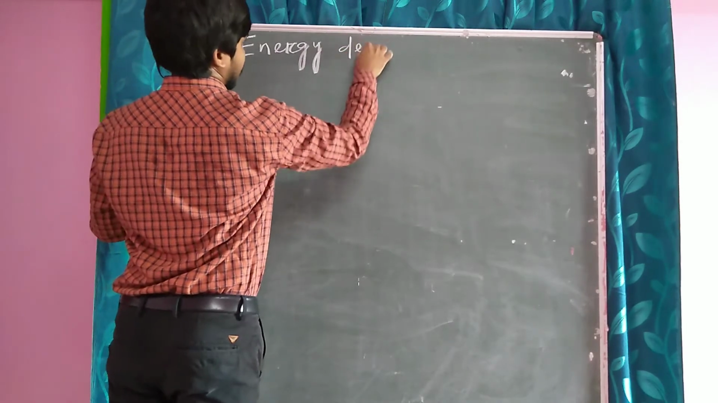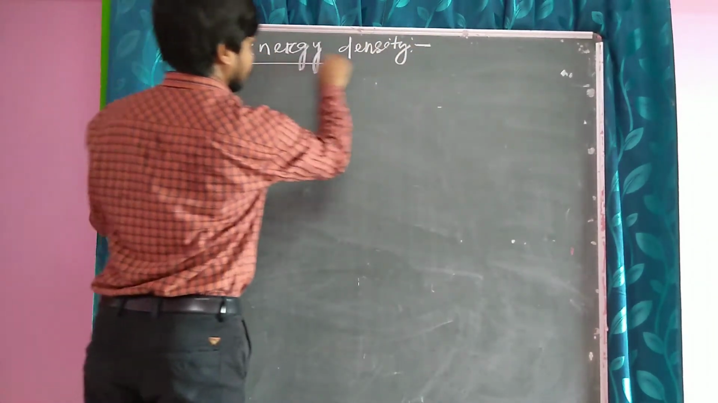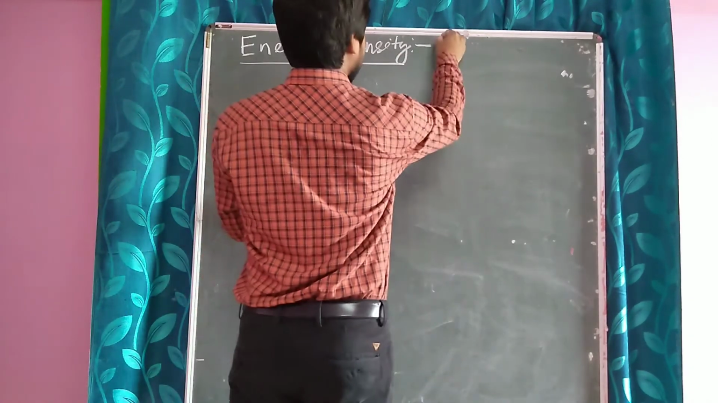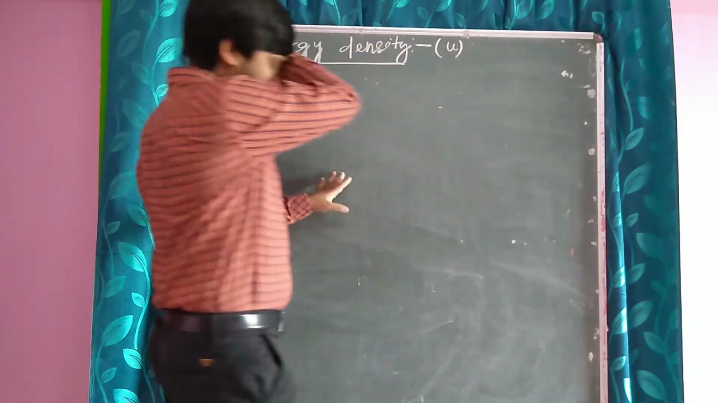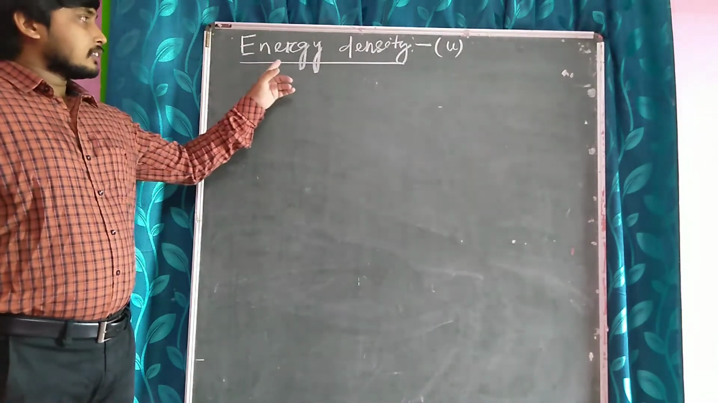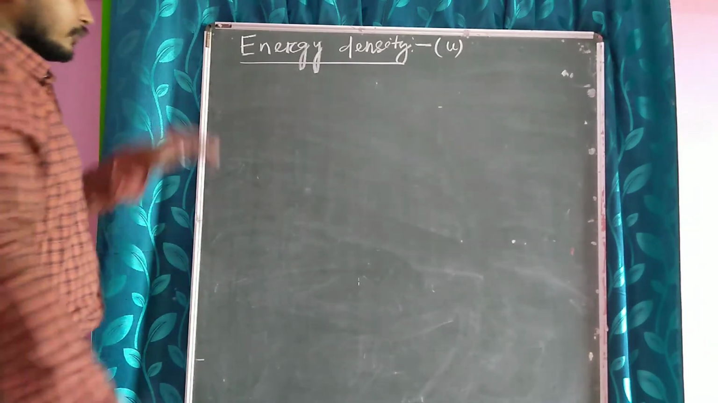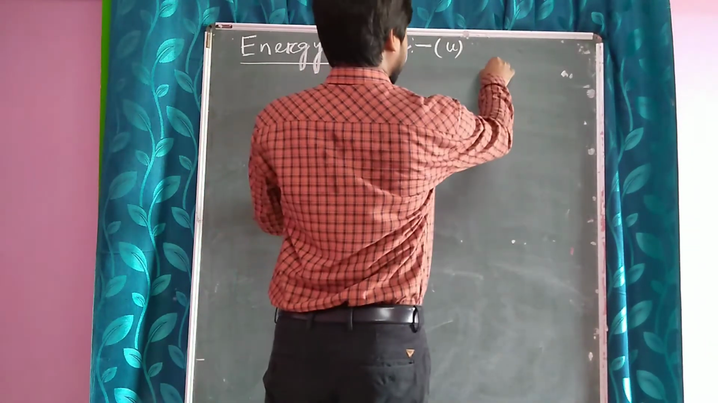Energy density. Remember that the energy density is denoted by small u. Energy density means energy stored per unit volume. Is it clear? So here also it is the same, consider a capacitor.